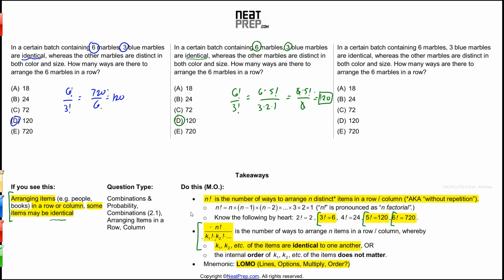Remember that this question can also be solved using the general method for combinations questions: LOMO, lines, options, multiply, order. Of course, this specialized formula was derived from the general method. How many steps are required by the question? 6, since we are required to arrange 6 items in a row. We mark a line for each step.